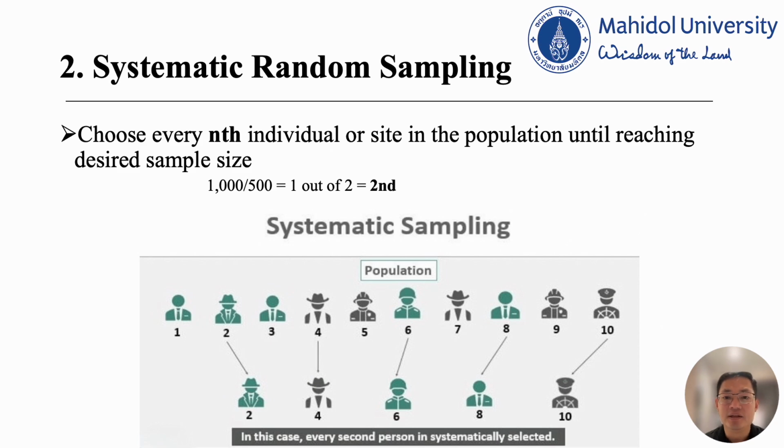With systematic sampling, you select every nth individual from a list or a queue. For example, if you need 500 people from a population of 1,000, you would select every second person. It's simpler than random sampling and ensures that selections are spread evenly. Just make sure the list isn't arranged in a way that might create bias.